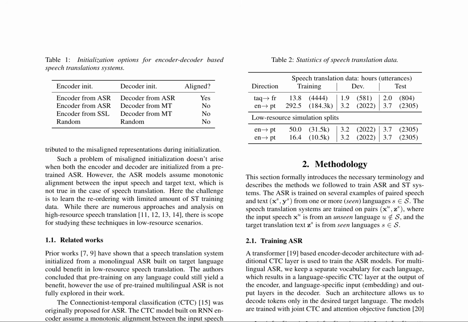This research paper explores the initialization strategies for low-resource speech translation systems, focusing on the use of pre-trained multilingual ASR models. It discusses various techniques such as joint training and decoding with a CTC objective, analyzing the effects of different initialization options, auxiliary objectives, hyperparameters, and fine-tuning data amounts on the performance of these systems.